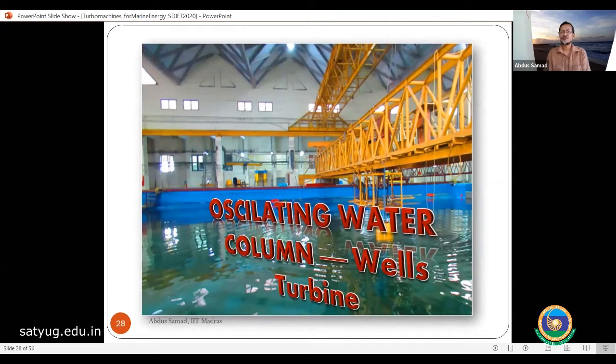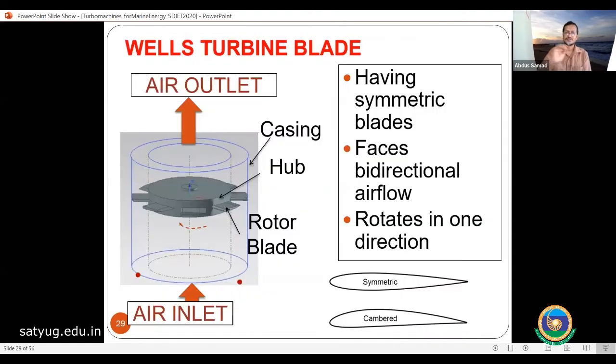So now we are focusing more on the Wells turbine. If you see, it has a symmetric blade. Because this is COVID time and the office is locked, I cannot bring my original turbine, so I made a turbine using paper. I'll show you how it works. Wells turbine has a symmetric blade, as you see in this picture.